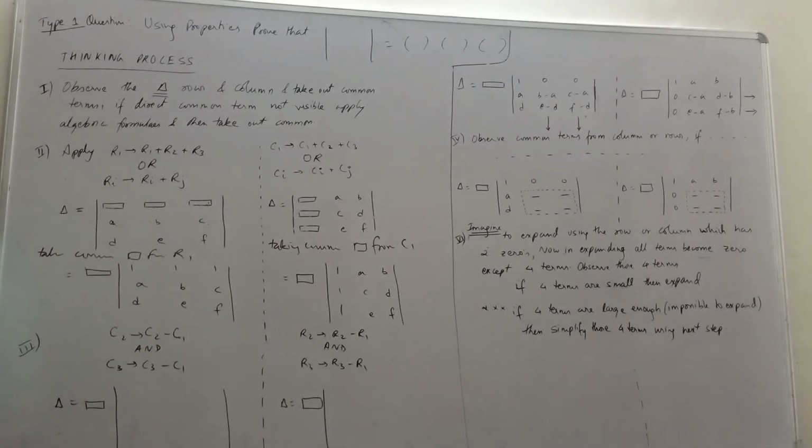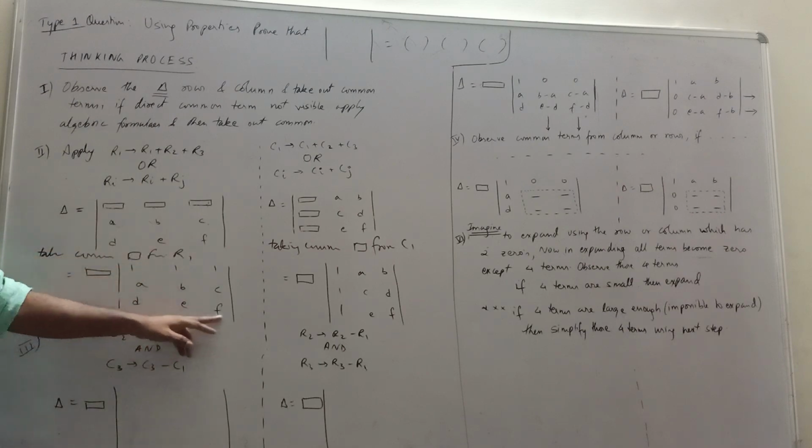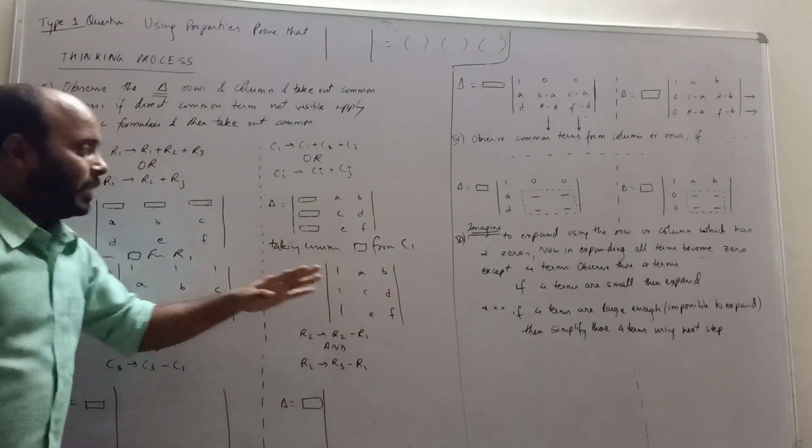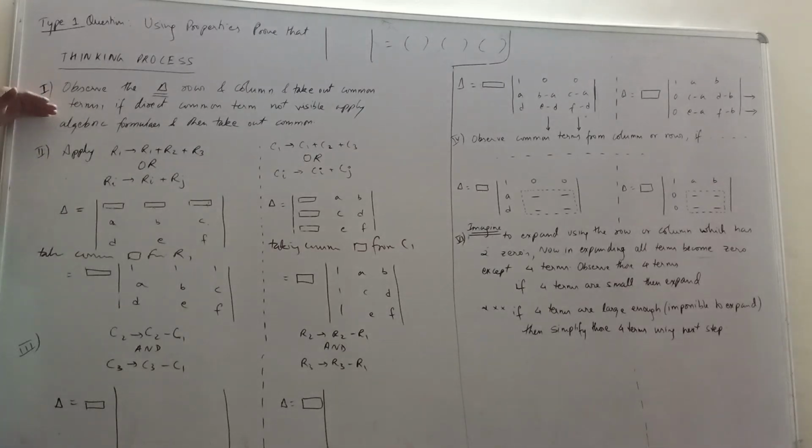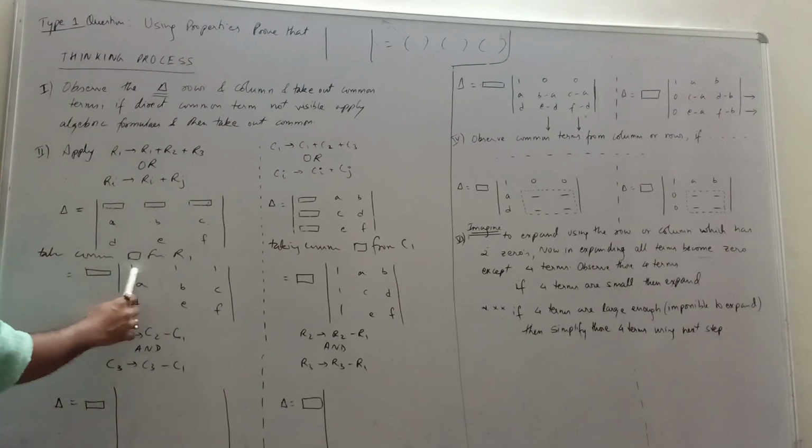So if a question starts like this with 1, 1, 1, forget about all the other elements. Then you don't have to do these two things. Then your job will be after this. Your thinking will start from step 3. Now see, we got 1, 1, 1.